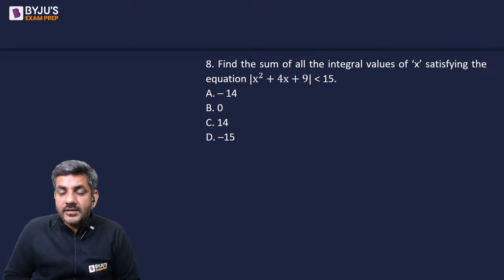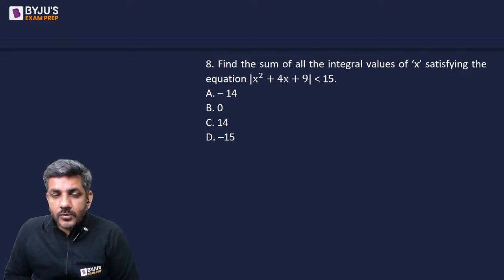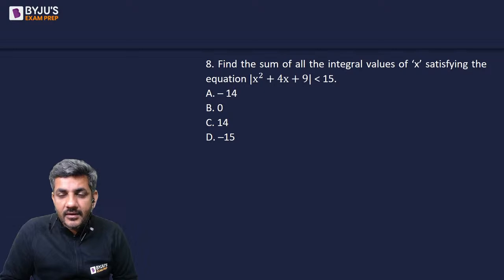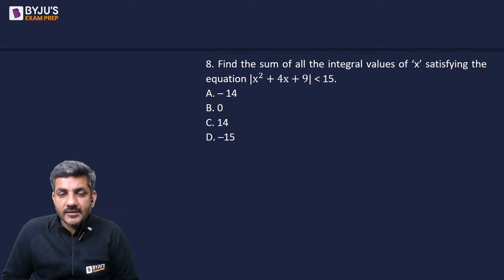Sum of all integral values of x satisfying the equation x square plus 4x plus 9 mod of the whole is less than 15.